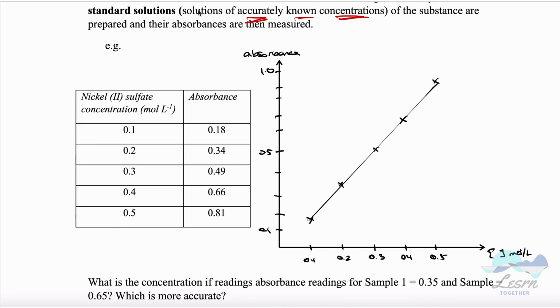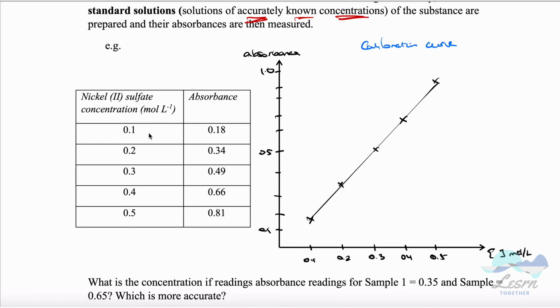Now it's freehand, so it's obviously not the best line, but that'll do, right? So this is what we call our calibration curve, right? This is our calibration curve for nickel sulfate or whatever it is, right? This is a calibration curve.